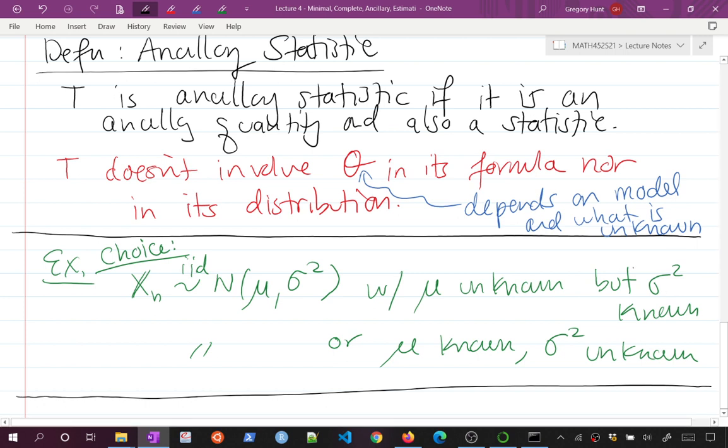If I wanted an ancillary statistic and I said I know sigma squared, well, I could involve sigma squared in that statistic. If I say sigma squared is unknown, I can't involve it in the formula for it to be a statistic. So always in the back of your mind, there is a probabilistic model with some generically theta that is unknown. And you do have to be careful to pay attention to what is unknown, because it can change how some of these properties work.